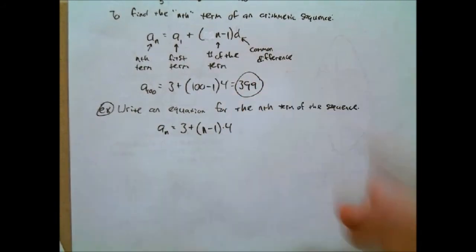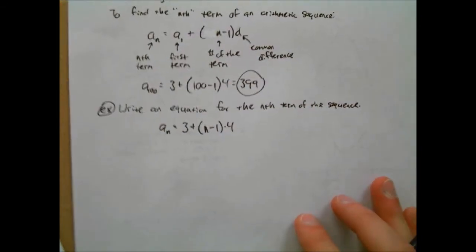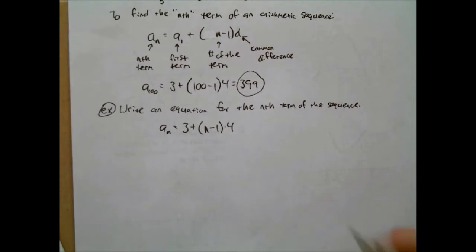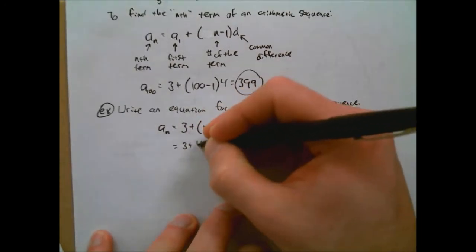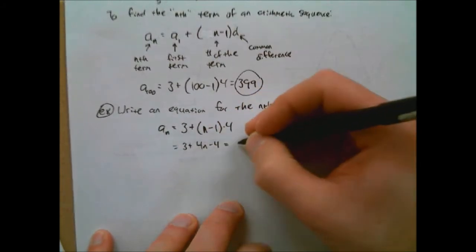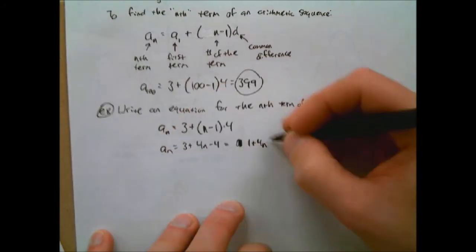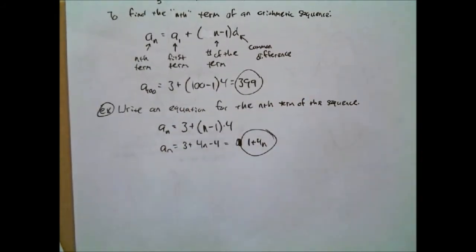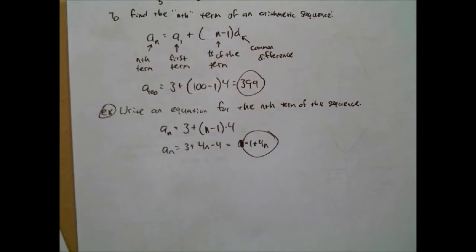Okay? And this is perfectly legitimate if you want to leave it just like this and say, okay, there's a formula for the nth term. But we could distribute the 4 here and then combine like terms. And so we get negative 1 plus 4n for our a sub n there. Negative 1 plus 4n is our nth term formula.